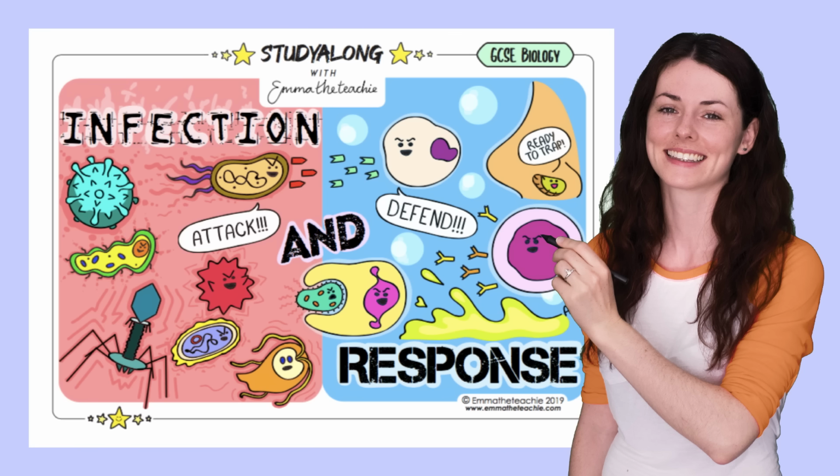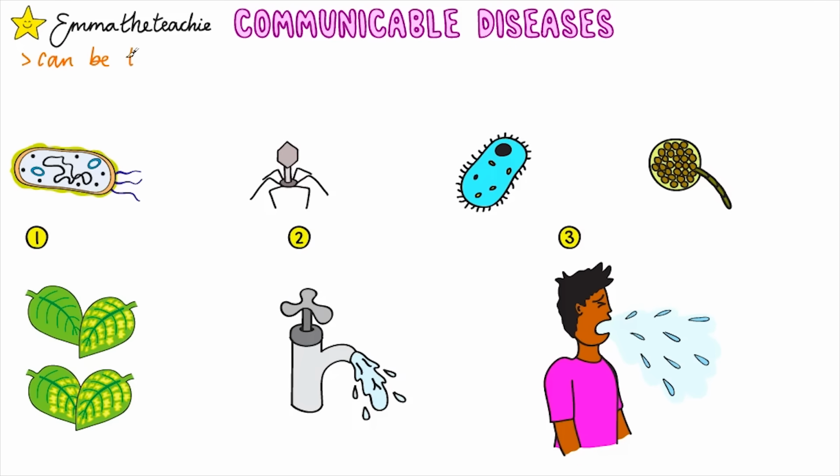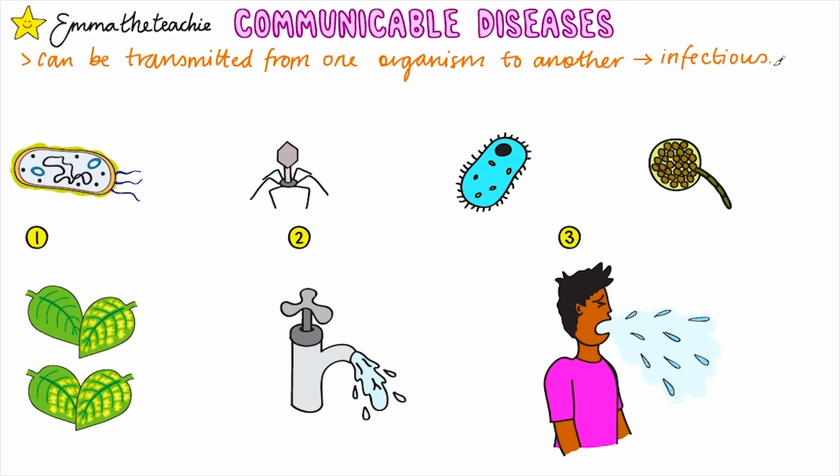Our third topic is infection and response, and we're starting with number 1, communicable diseases. Communicable diseases are ones that can be transmitted from one organism to another, i.e., they are infectious. Pathogens are microorganisms that cause infectious diseases.